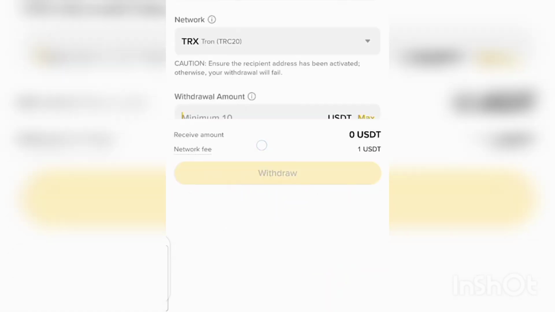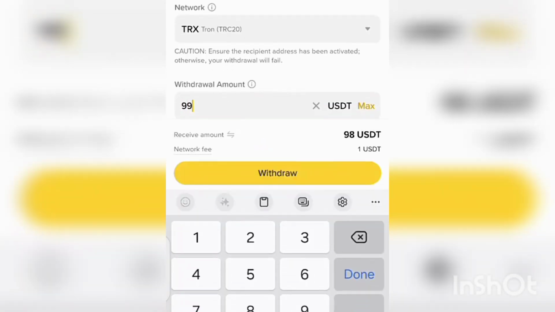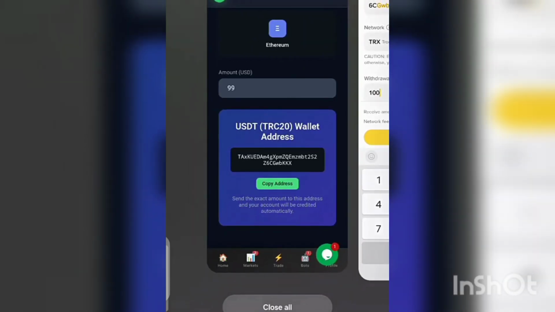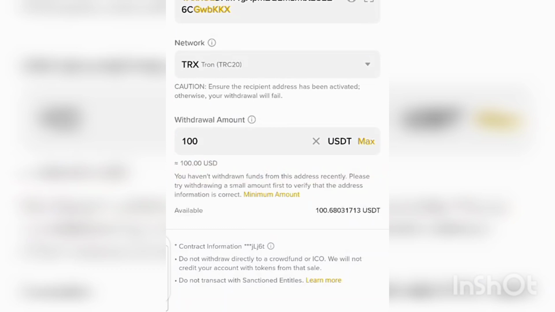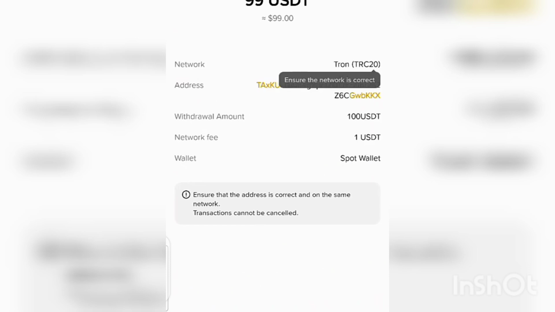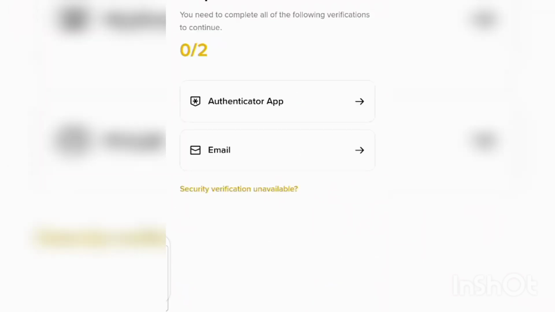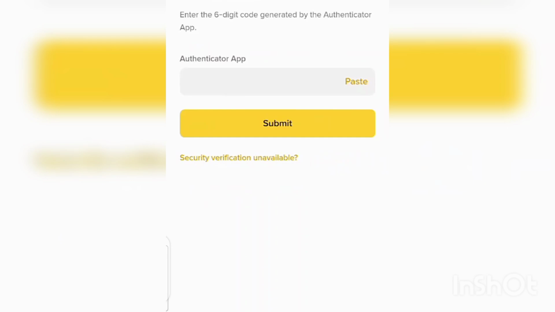The next thing I'm gonna be doing now is to input the amount. It's very important that if you are starting with 100, you add an extra 1 USDT. Since I'm sending 99, I will add 1, that is the one USDT fee which Binance is gonna charge me. The next thing is for you to confirm. I'm gonna pause the video so that I can input my authenticator code.